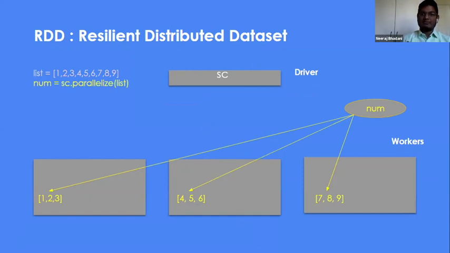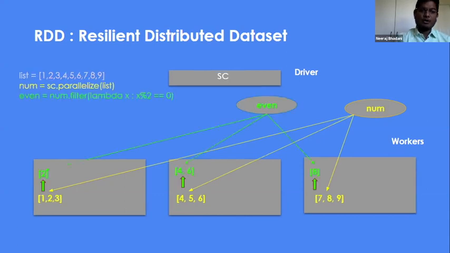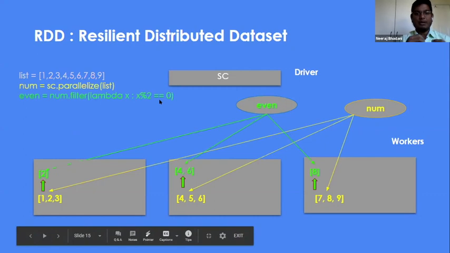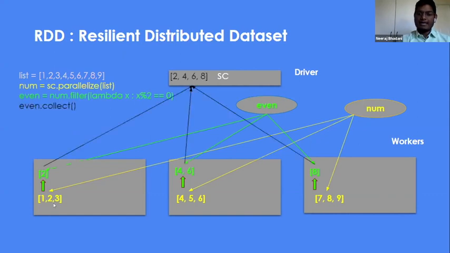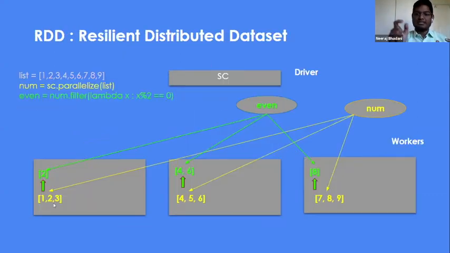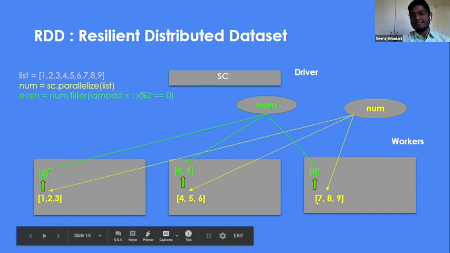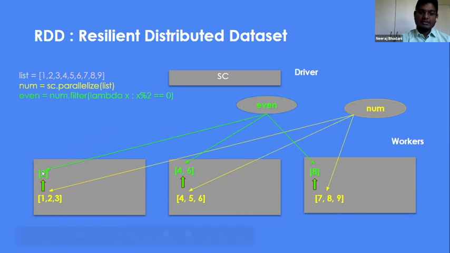Let's say we have created an RDD which looks like this. Now, when we perform the second operation, when this green statement is executed, which is the filter operation, whatever function you have written inside the filter will be applied on each of the partitions. That will be applied on 1, 2, 3, 4, 5, 6, and 7, 8, 9, and you will get the result. So you could say you are doing the processing in parallel. Whatever function you have specified is applied on each partition in parallel, and it will return another RDD.